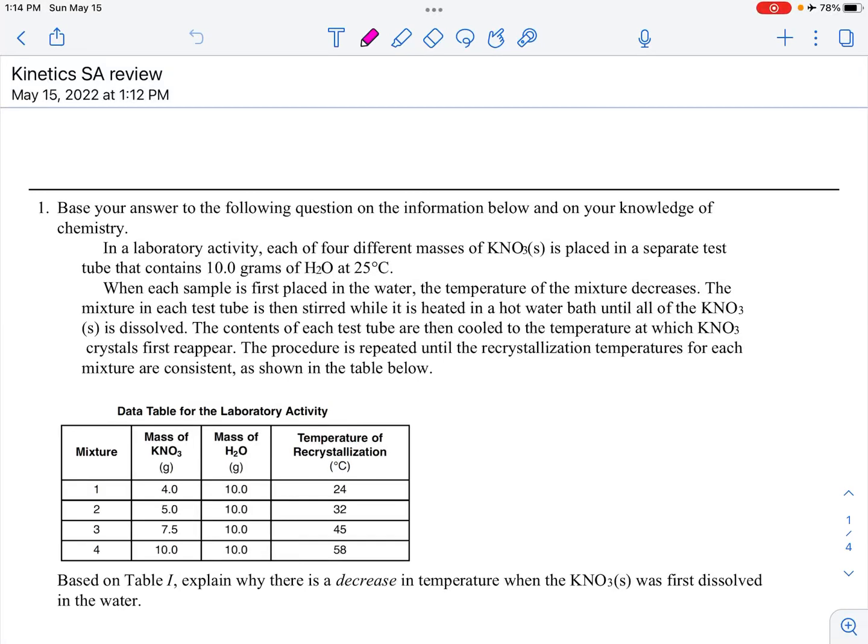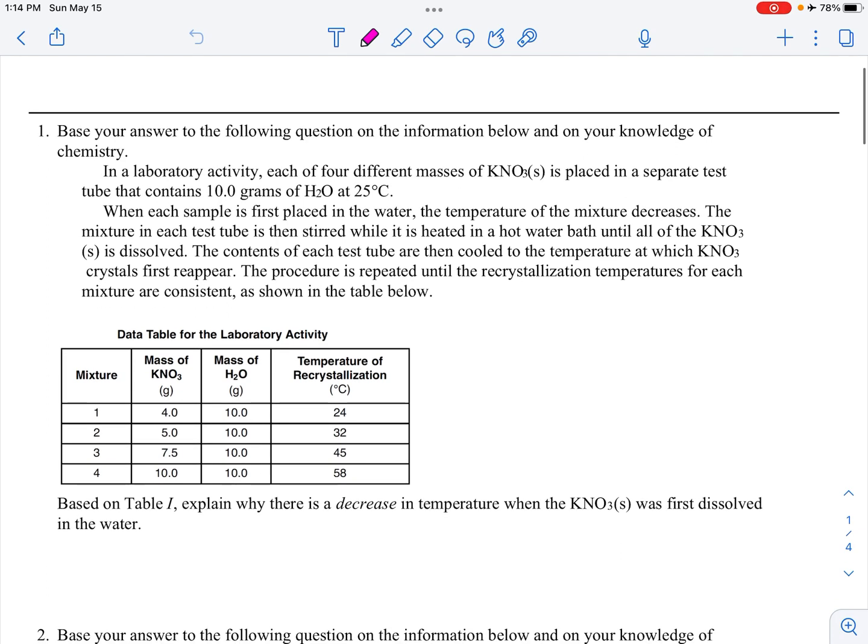Okay, this is Kinetics short answer review. Make sure you have your reference tables close by, maybe a calculator. Base your answer on the following question on the information below and your knowledge of chemistry.